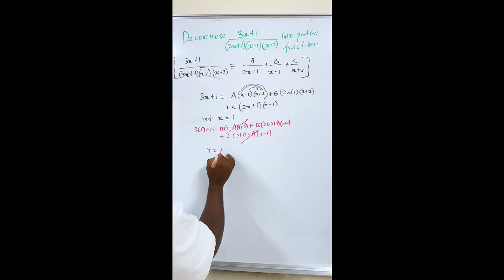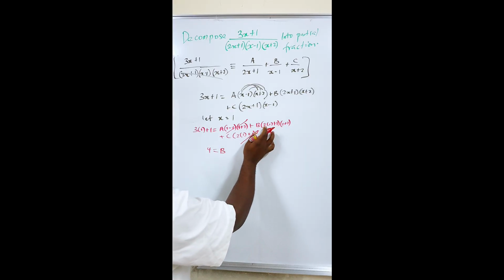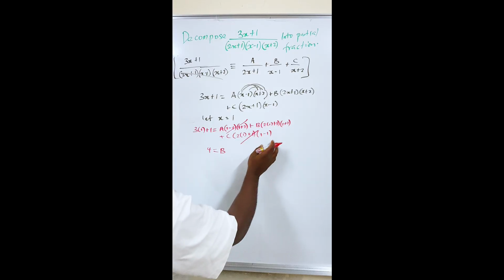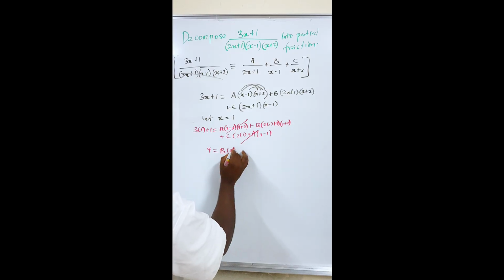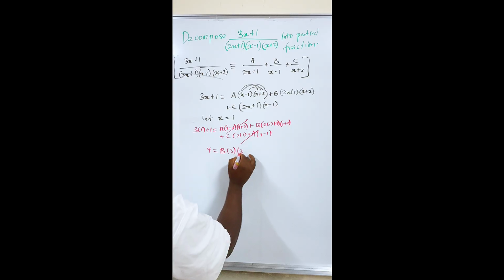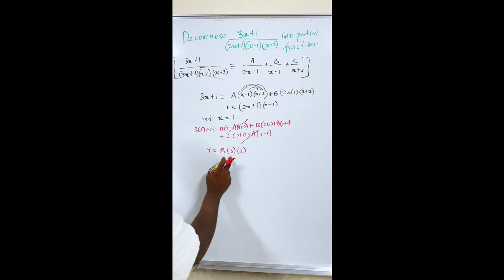So we now have B left. We have 2 times 1 is 2, plus 1 is 3. Then we have B by 3, and we also have 3 here, so we have 3 multiplied by 3 multiplied by B. So we have 4 equals 9B, right? Divide both sides by 9. So we now have 4 over 9 equals B, right?